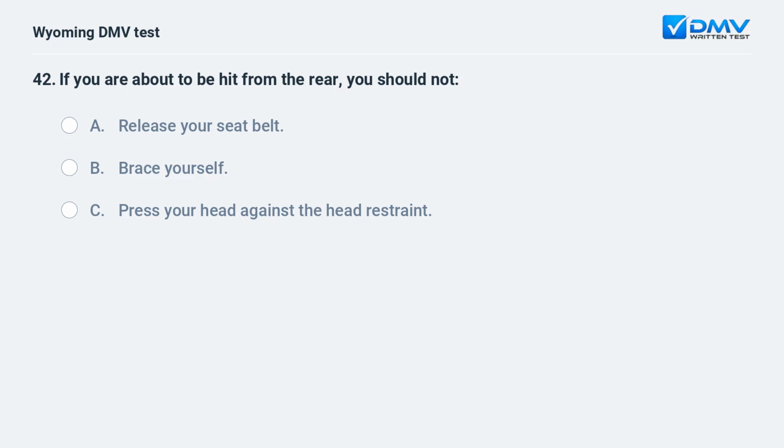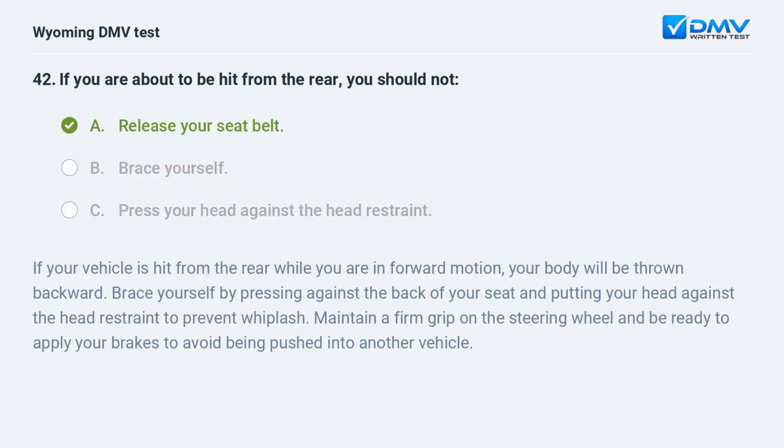If you are about to be hit from the rear, you should not A. Release your seat belt. B. Brace yourself. C. Press your head against the head restraint. A. Release your seat belt. If your vehicle is hit from the rear while you are in forward motion, your body will be thrown backward. Brace yourself by pressing against the back of your seat and putting your head against the head restraint to prevent whiplash. Maintain a firm grip on the steering wheel and be ready to apply your brakes to avoid being pushed into another vehicle.